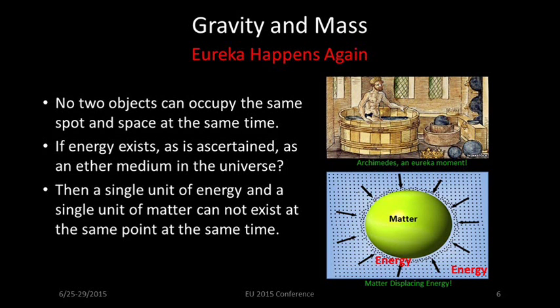Archimedes first understood the concept of displacement, a fundamental of physics that dictates that two objects or particles cannot occupy the same space at the same time. This principle was formalized at the atomic level by Wolfgang Pauli and is now referred to as the Pauli exclusion principle. Mass is therefore the measure of displacement. The more energy that a particle displaces, the more mass it has.